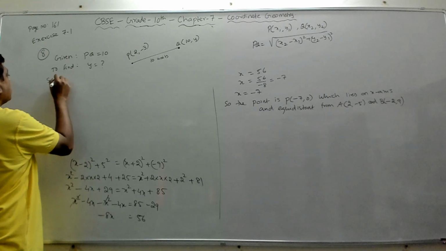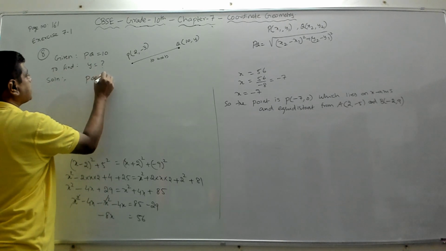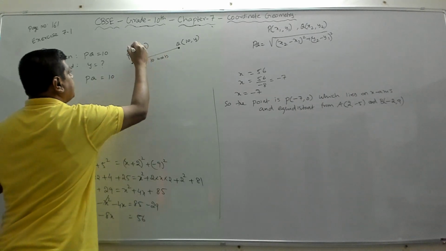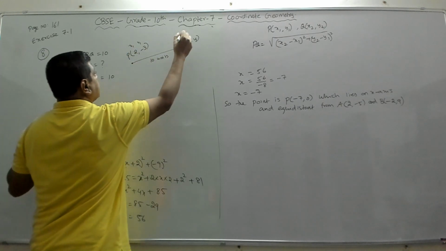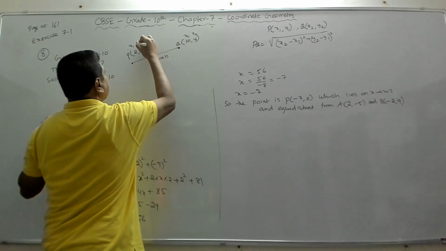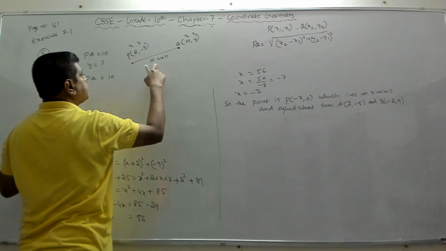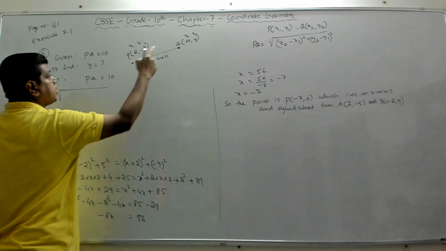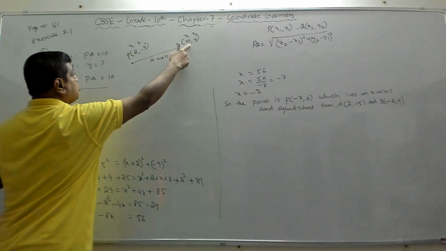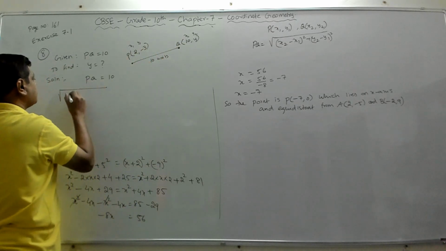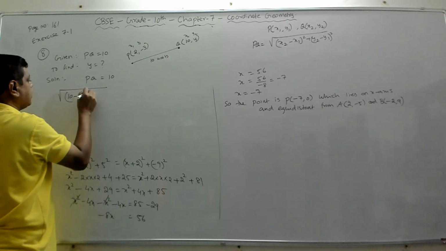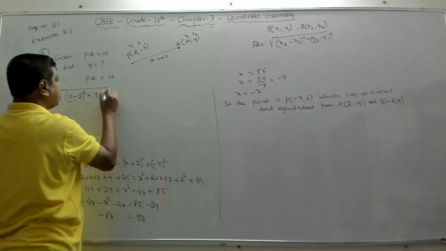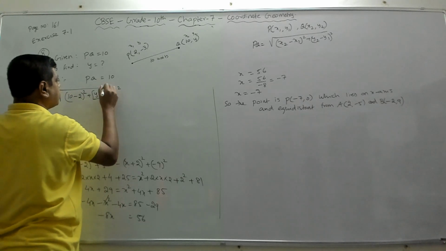So solution: PQ is given as 10 units. This is P, this is Q. So we'll take this as x1, y1. This is x2, y2. Let's find the distance between P and Q. Distance between P and Q is square root of (x2 minus x1) the whole square, x2 minus x1 is 10 minus 2, the whole square, plus y2 minus y1, y2 is y, y1 is minus 3, the whole square. This is our PQ.